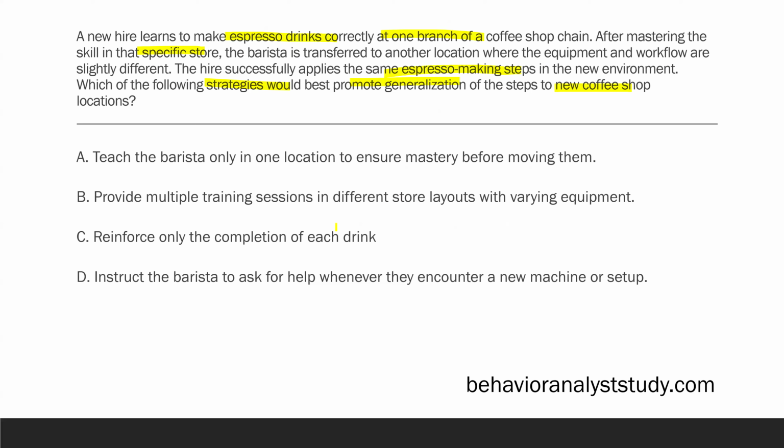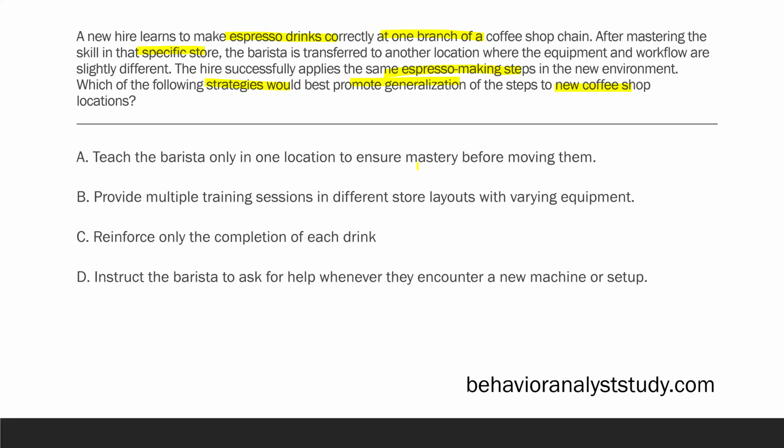B, provide multiple training sessions in different store layouts with varying equipment. Sure, if we change up the environment, we change up the equipment, and we start to implement some of these generalization strategies, that's going to be pretty effective. Remember, we plan for generalization. We train for generalization.